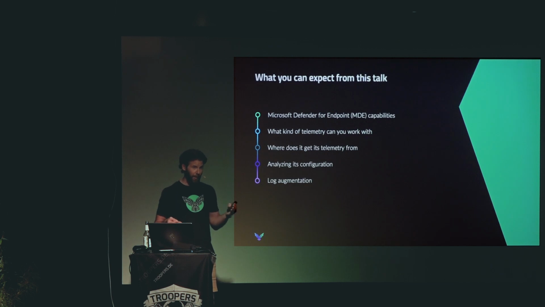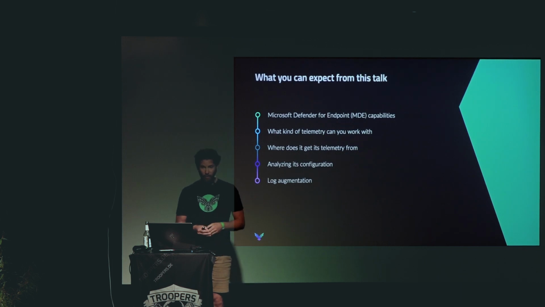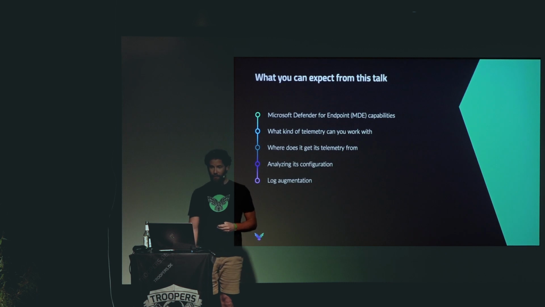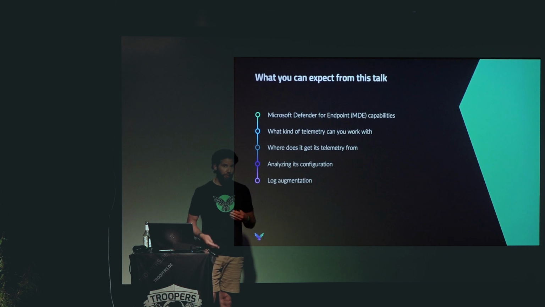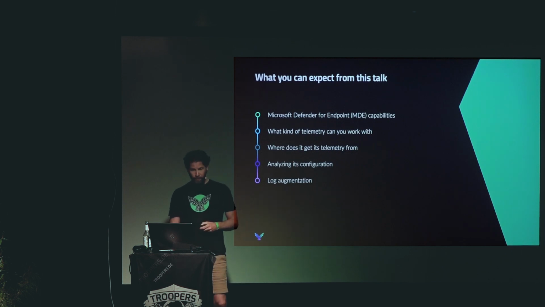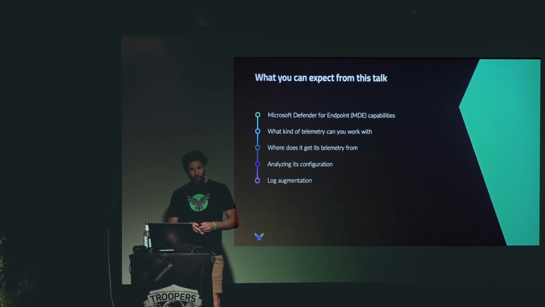So what can you expect from this talk? I'll briefly highlight some of the capabilities that the Defender for Endpoint product has. I won't go into all of them at length, because then we would be here a very long time. We'll focus a little bit on the telemetry, so what does it give you, but also where does it come from, where does it gather it, and how does it actually gather it. And of course it has a configuration, so we'll dig into that bit a little bit.